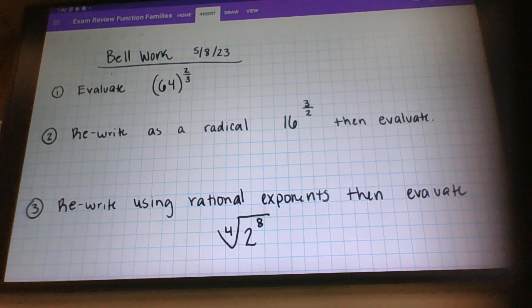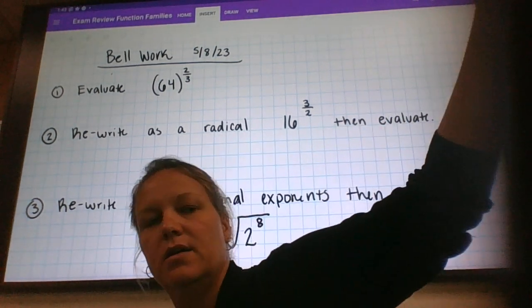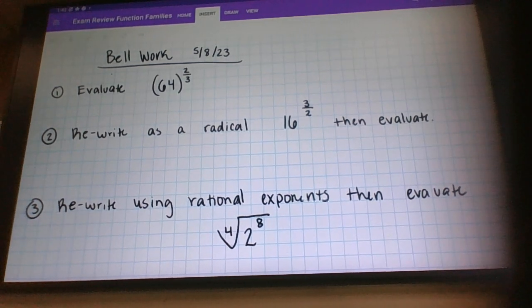So I'm going to go 16, this parentheses, 3 divided by 2. My calculator did it. Okay, so I'm doing it in this calculator. These are the buttons I push. I did 16, and then I did this button here, Y to the X.